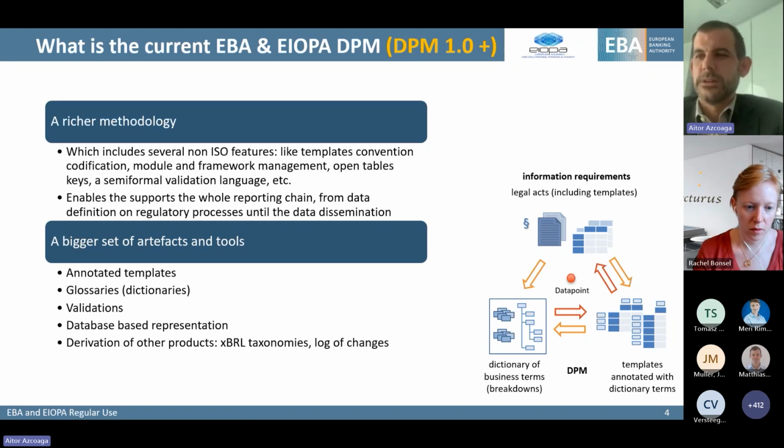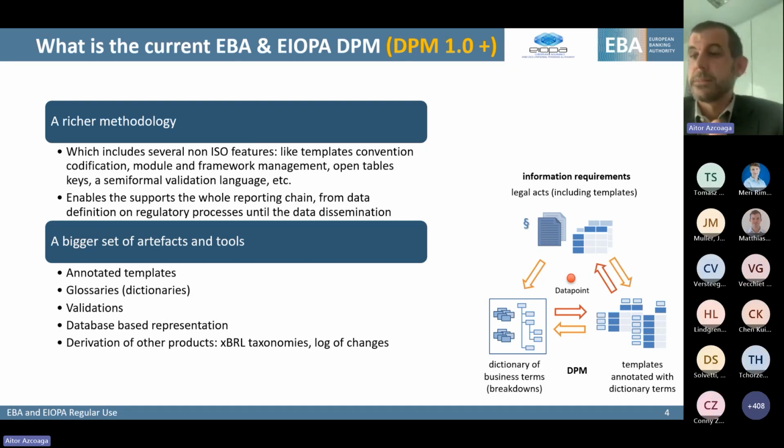So what we are actually doing in EBA and EIOPA is what we can call DPM 1.0 plus, because we are including several new things that are not part of the ISO methodology. We have, for example, our conventions. The EBA and EIOPA have very similar conventions to do the templates. We also have the semi-formal validation language, which is not part of the DPM 1.0. In EIOPA, for example, we use the keys, and EBA is using other artifacts. So we have a quite common DPM, but it's definitely going beyond the standard.